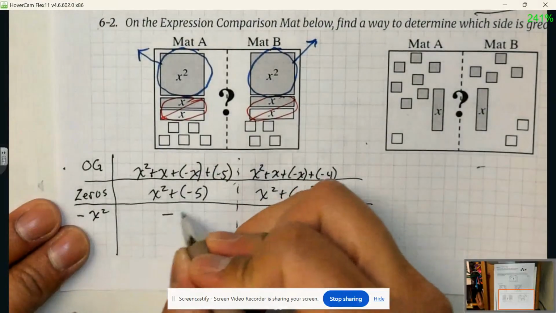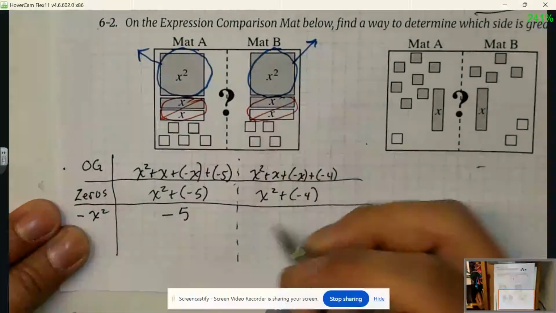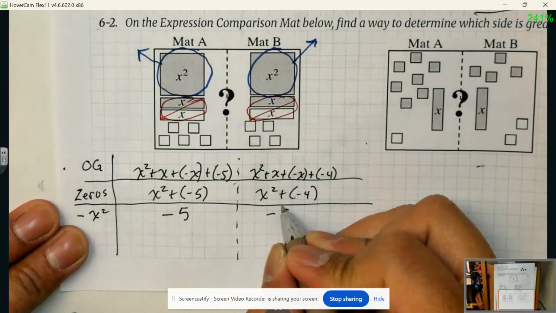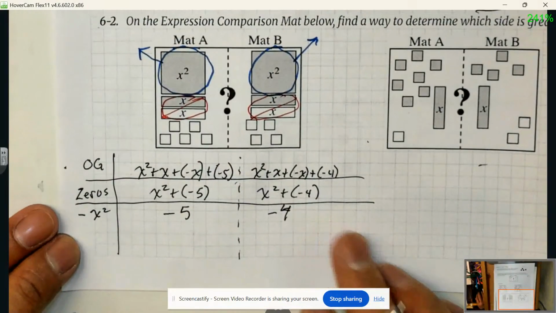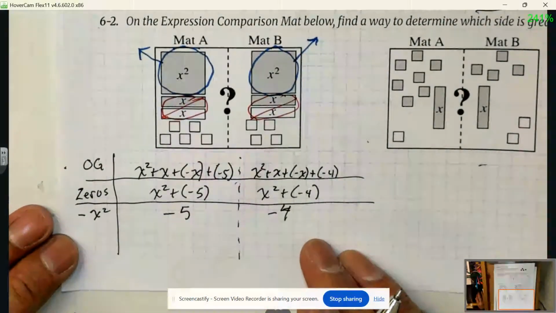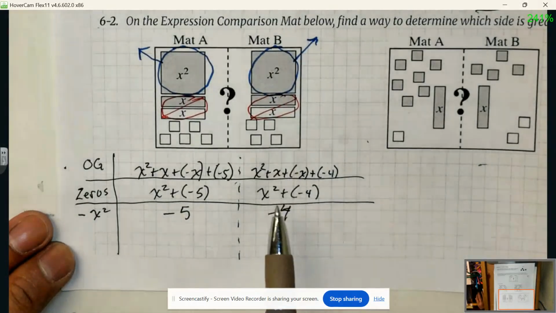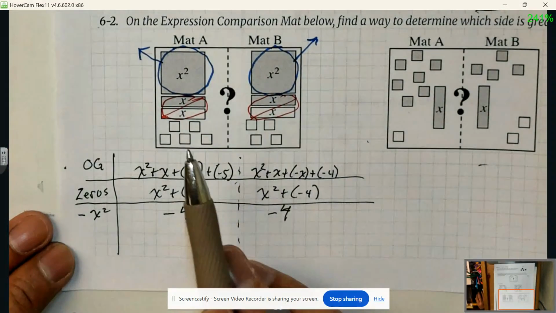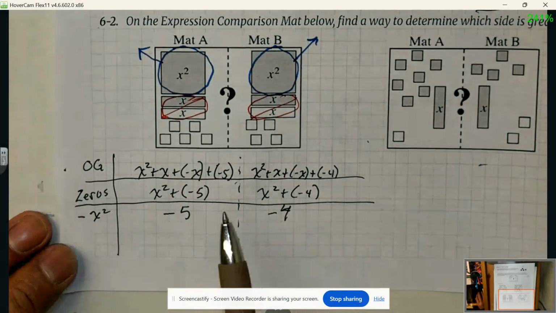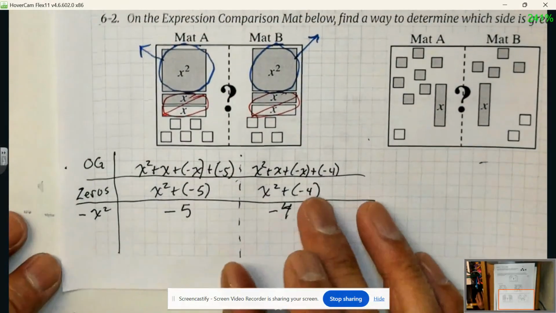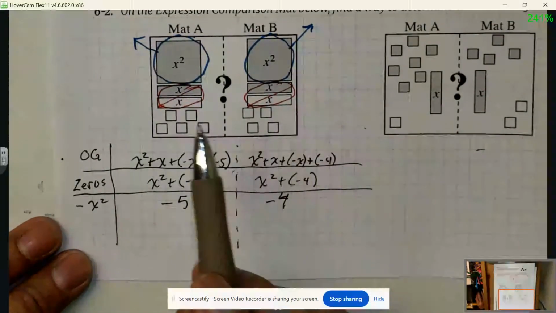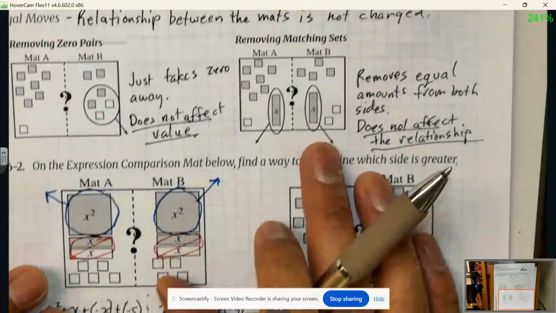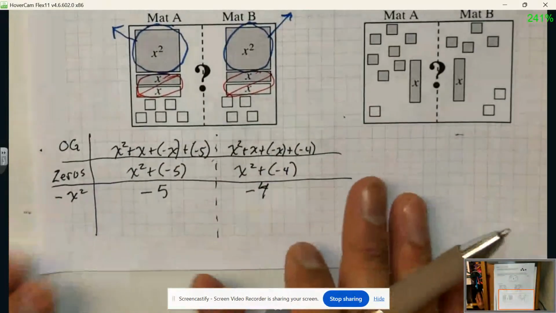That's -5, and this is -4. So -5 and -4, we can see now which one is greater. We know that mat B is greater than mat A by 1. Now, let's say you're not quite sure, but you can see I still have matching tiles on both sides. I can still do this legal move. I can remove some equal amounts to make this a little bit easier.